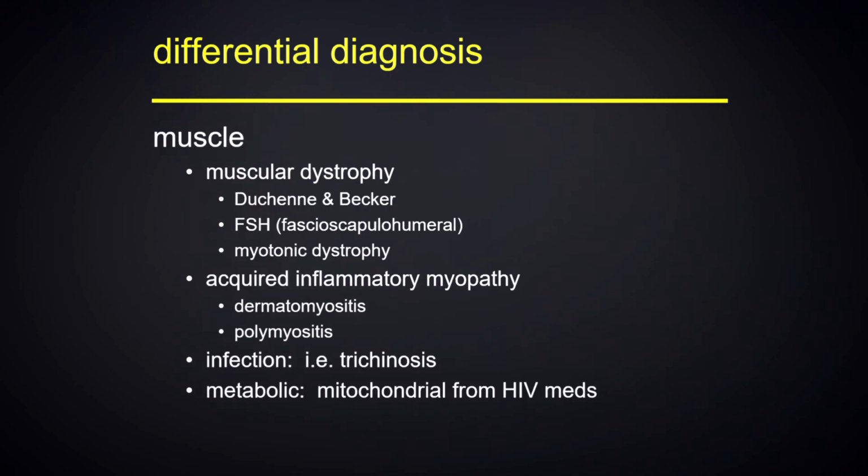And finally, most distal to the neuromuscular junction is muscle. Muscular dystrophies like Duchenne-Becker's muscular dystrophy and myotonic dystrophy can occur in anyone because they're genetic mutations. You can acquire inflammatory myopathies like dermatomyositis and polymyositis. And for the disorders that are a bit more unique and germane to infectious and tropical medicine, we think about disorders like trichinosis and mitochondrial cytopathies from HIV medications.